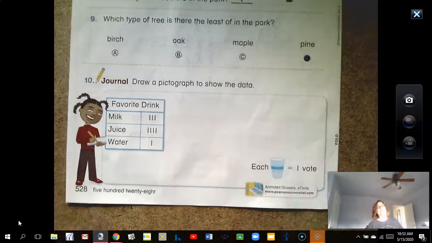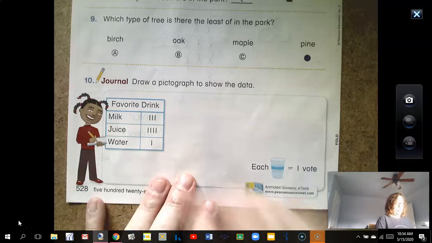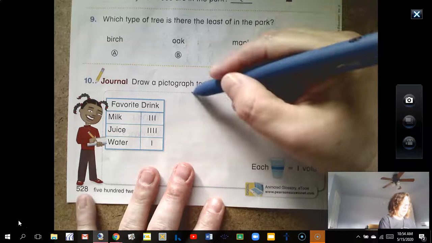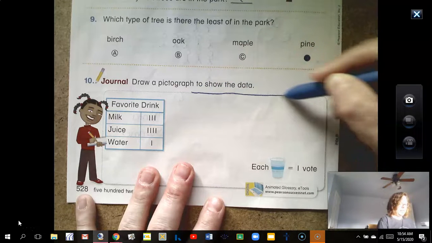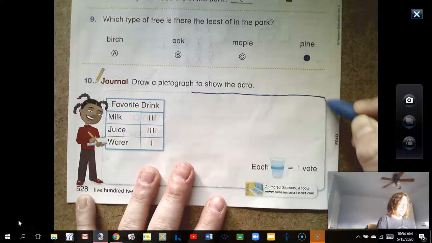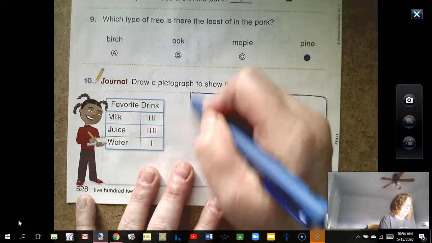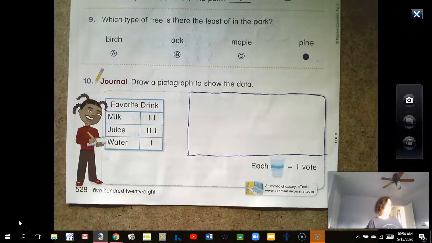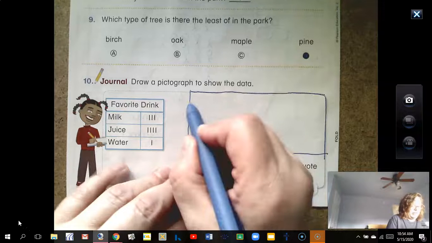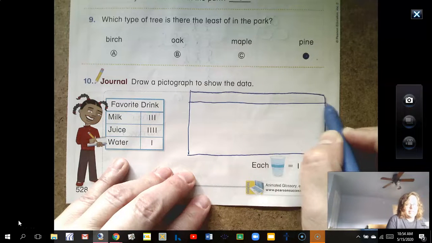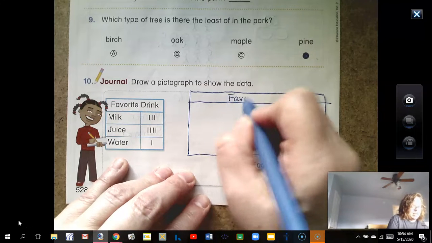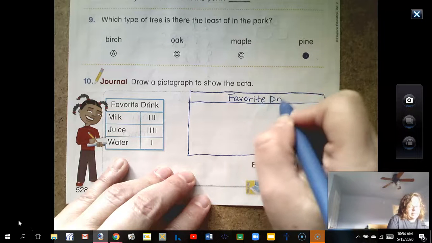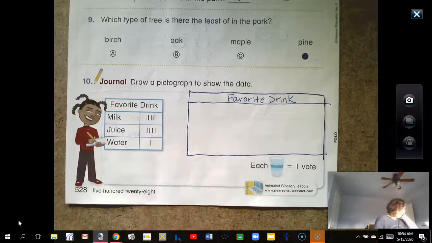Okay, this one's a little tricky. It says draw a pictograph to show the data. All right, so what I'm going to do is I'm going to use this corner here. Okay, so I'm going to trace that line. Trace this line. Go down and across. It's not beautiful, but it doesn't really matter. And I'm going to draw a line like this. And I'm going to put favorite drink. Okay? Favorite drink.